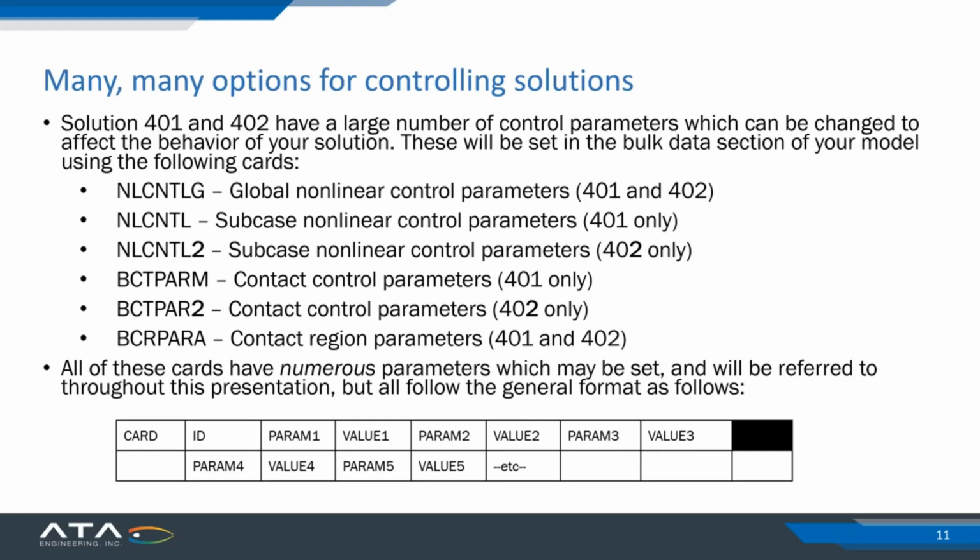And then there's a region control parameters, which is common for 401 and 402. But each of those cards is basically a collector for a bunch of different parameters where you're going to be setting a parameter, then a value, then another parameter, then a value. So it's kind of the collector for all of the tweaks that you might be doing to these nonlinear solutions. And there is a lot of documentation in the quick reference guide if you are interested in looking through all of those.